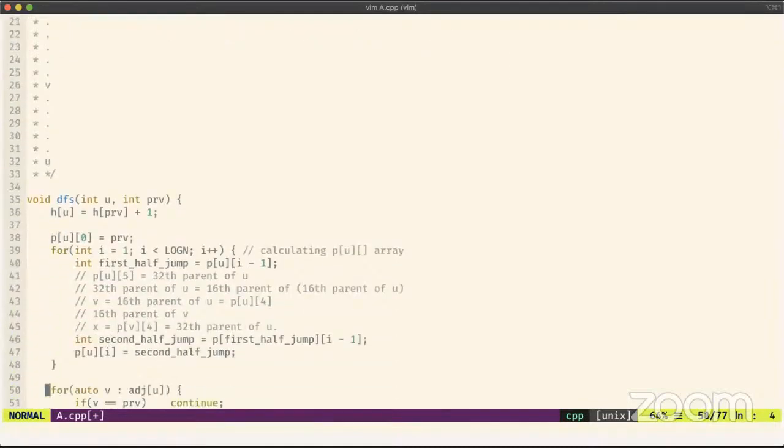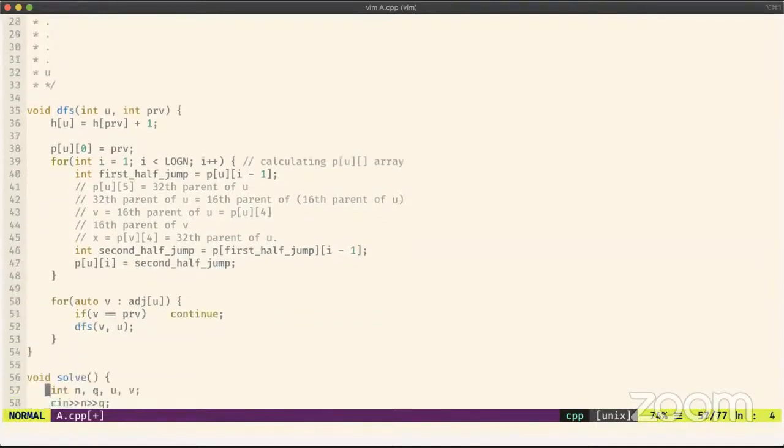I'm not sure what Nilesh is asking for. Nilesh is saying, please also explain LCA using linked list. I don't think there is any concept of linked list here. On trees, generally, you don't have any concept of linked list. You store the entire tree in an adjacency list, which is a vector. I'm not sure what you're talking about.